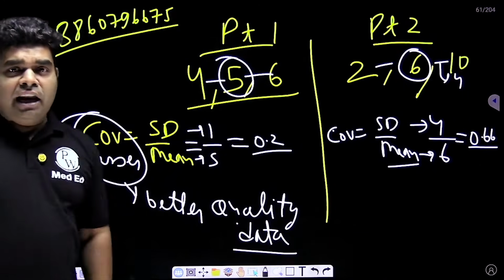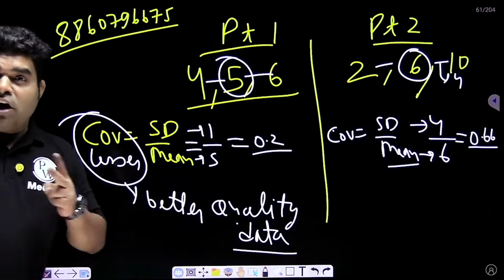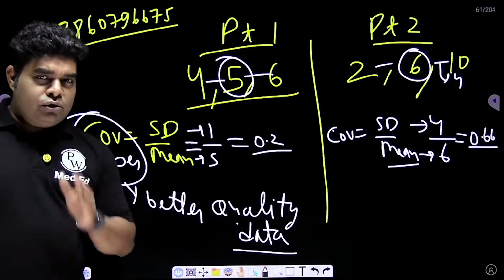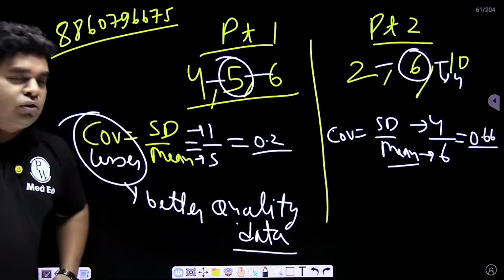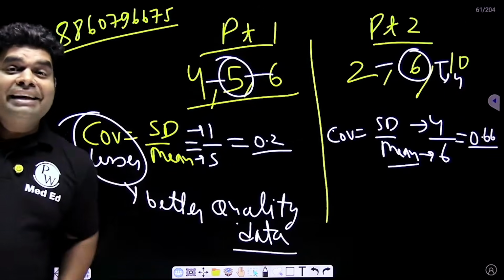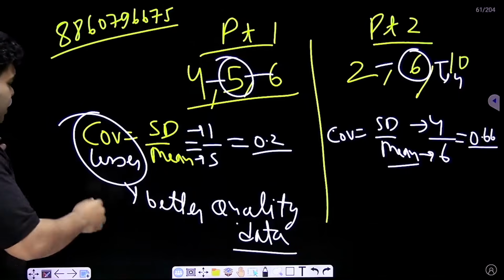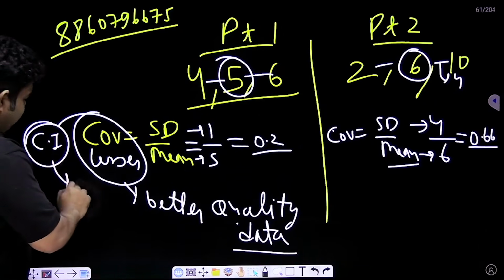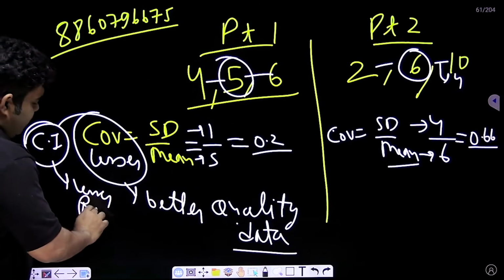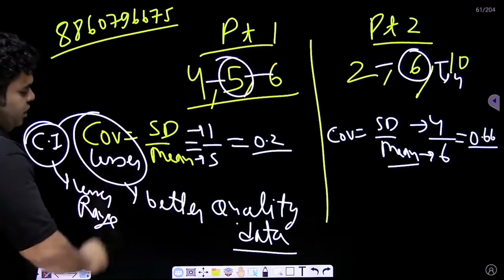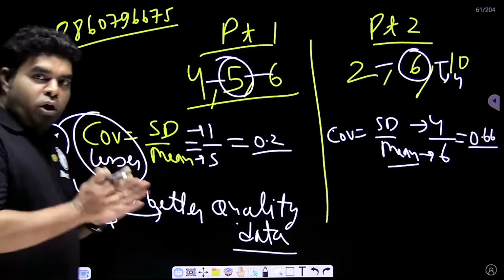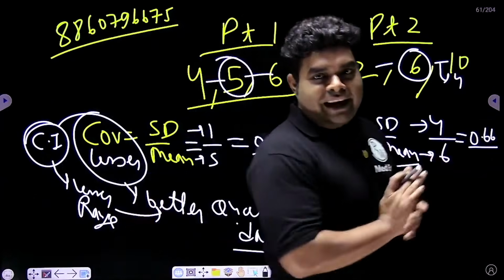We want big things in life, but two things which start with C should be smaller. The smaller, the better. What are those two things with C? One is coefficient of variance. Second is confidence interval. Coefficient of variance and confidence interval, both: lesser range of confidence interval or lesser coefficient of variance means better quality data. So these two things with C should be small: confidence interval, coefficient of variance.